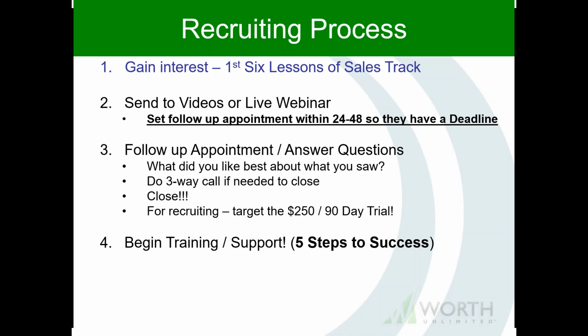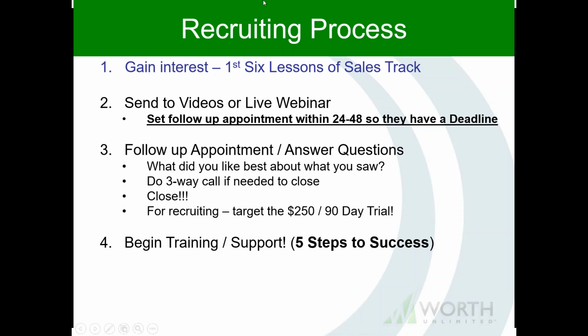Now, the next step, I think, is just as critical as the other steps, and that's where you're going to begin training and support. And one of the best ways to begin that training and support is the 5 steps to success. Unfortunately, we will not have time to review that today, but we will be reviewing that in the upcoming weeks. But that really is one of the best ways to get people going successfully. The 5 steps to success is recorded. It is on the Worth Unlimited Corporate Training site channel on YouTube, so you can always direct people to that site. You can also copy the URL or the website for the YouTube video and send it to them as well. But that's really the best way to begin training and support.